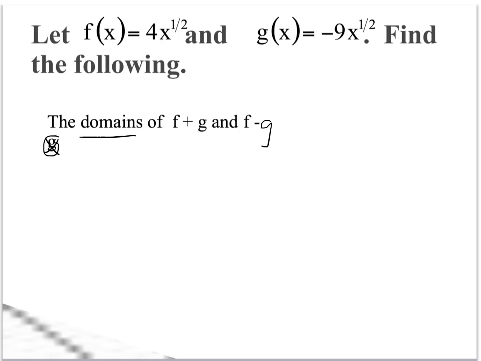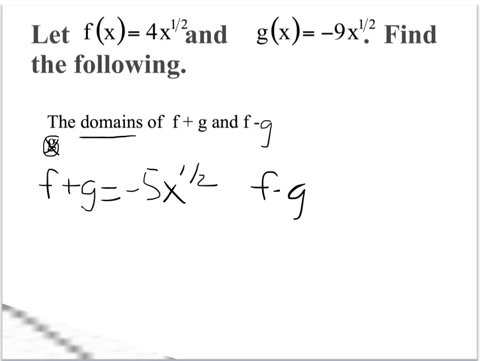So let's look at what we got for f plus g. So f plus g, and they like to leave out that x to shorten it. I'm not quite sure exactly why, but that means the same thing as what we had before with the f of x plus g of x. It means the same thing. So let's erase that for some more room. So f plus g, we ended up with negative 5x to the 1/2. And then when we did f minus g, we ended up with 13x to the 1/2.